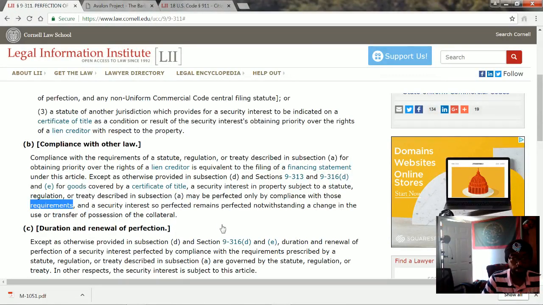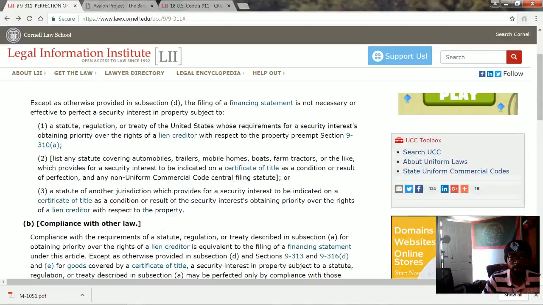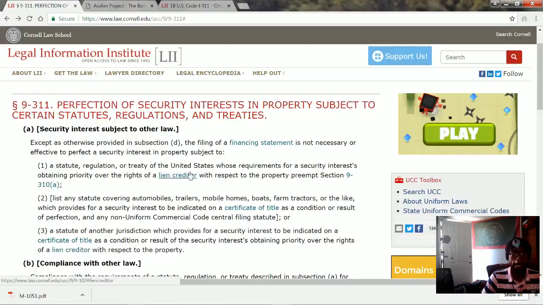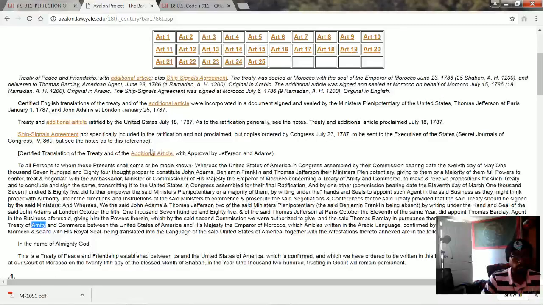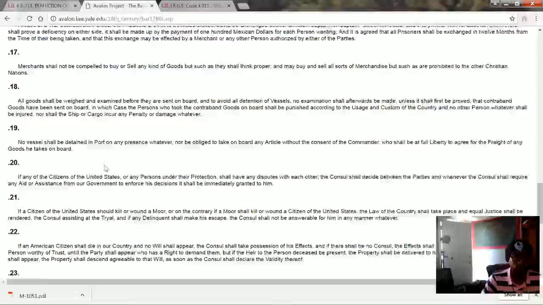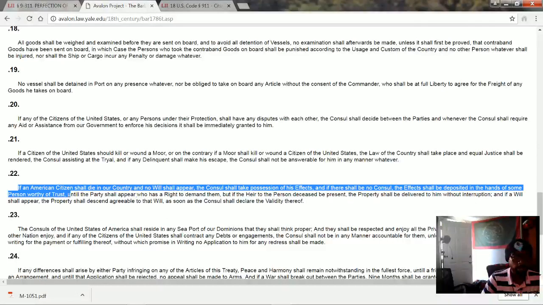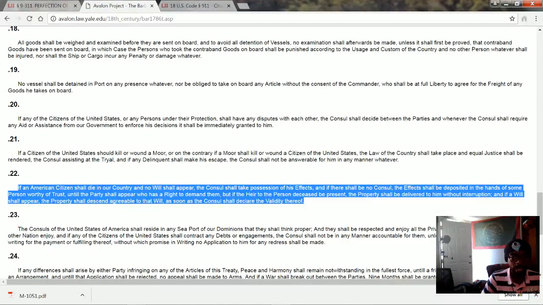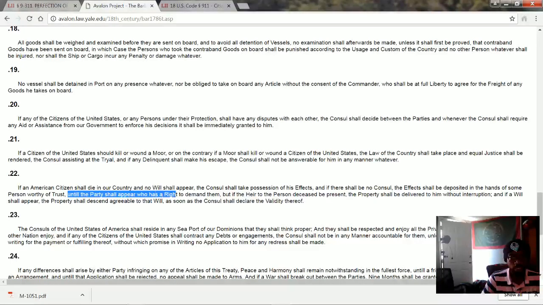It's really that simple, because the filing of a financing statement is not necessary nor effective, especially if you got a treaty. So let's come back here. And also, like I said, if you want to understand what I'm talking about, right here: If an American citizen shall die in our country and no will shall appear, the consul shall take possession of his effects. And if there shall be no consul, the effects shall be deposited in the hands of some person worthy of trust, until the party shall appear who has a right to demand them.